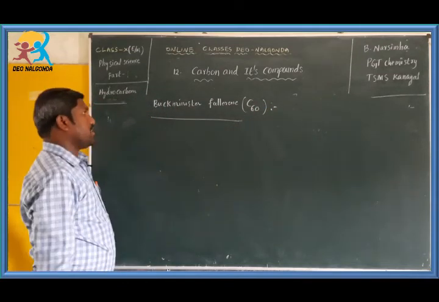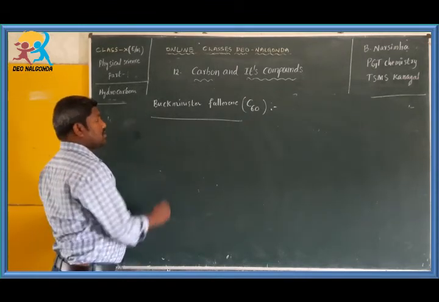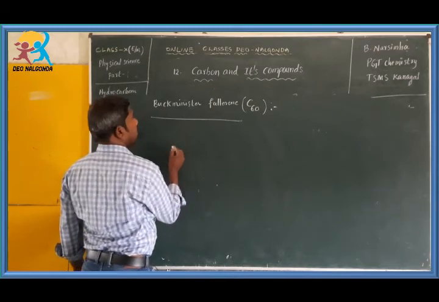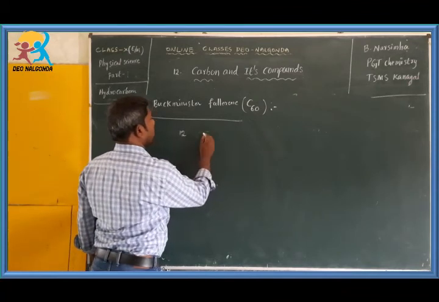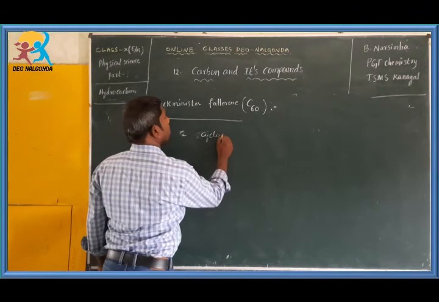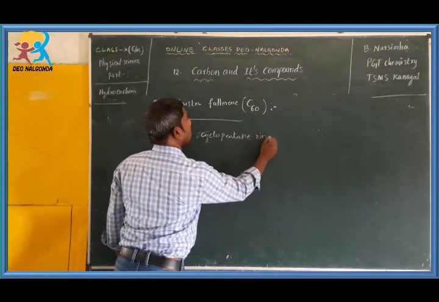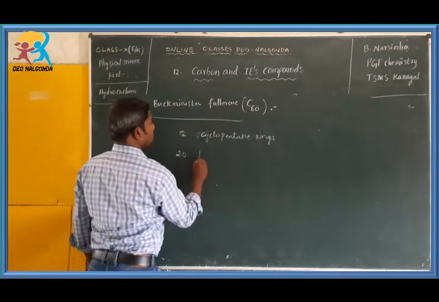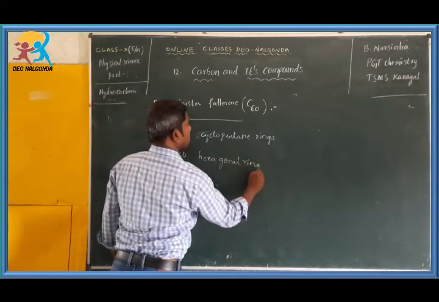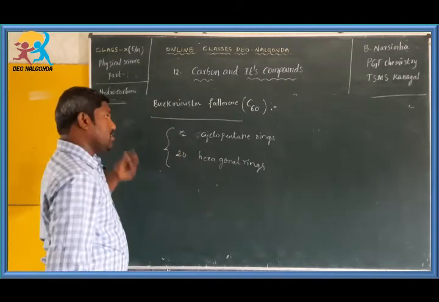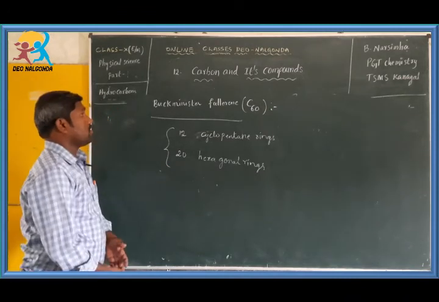Buckminster fullerene is like a buckyball type. Each Buckminster fullerene contains 12 pentagonal rings, 12 cyclopentane rings, and 20 hexagonal rings. This is a buckyball shape.